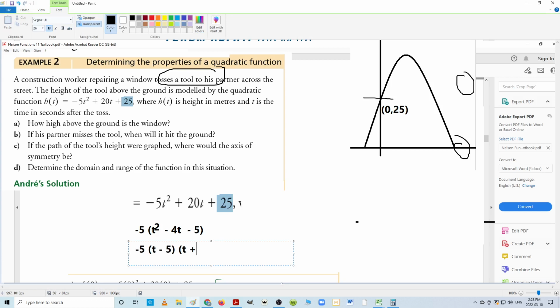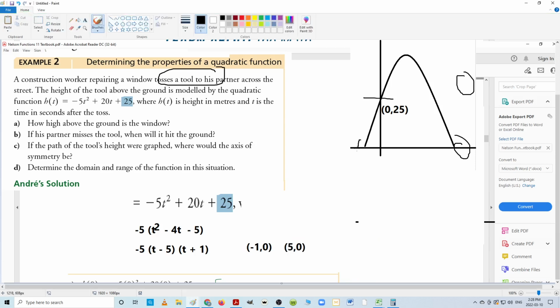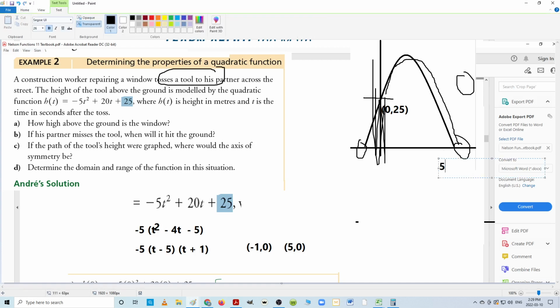And you might say, well, that's odd, because that means the x-intercepts are negative 1, comma 0, and 5, comma 0. And right there you could say, well, negative time, that's weird, and you're right. We're pretty much ignoring that. We just now know that he's throwing it this way, and it's going to hit the ground at 5 seconds. It's going to have a height of 0 at 5 seconds.